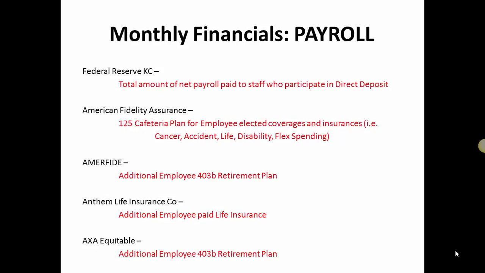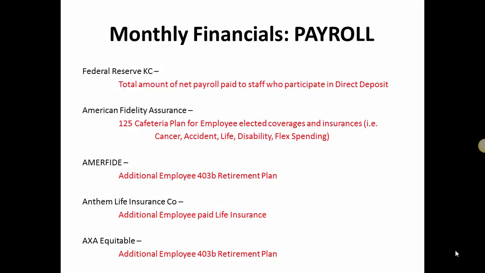American Fidelity Assurance is the 125 cafeteria plan for employees who elect coverages and insurance, such as an outside, on their own cancer insurance policy or an accident policy, additional life, disability, or flex spending. The district does a service for employees by withdrawing or deducting from their payroll automatically for them. The employee receives the deduction off their payroll, and the deduction is then paid to American Fidelity Assurance by the school district on the employee's behalf.